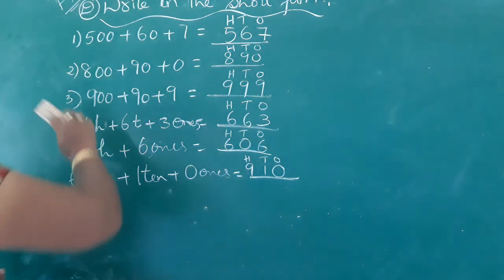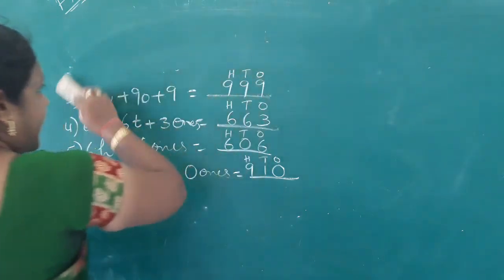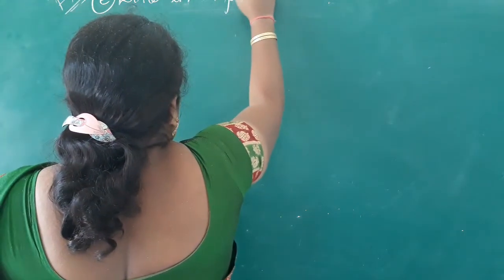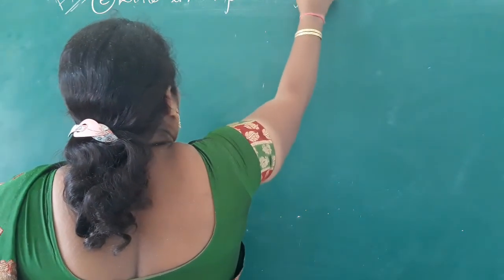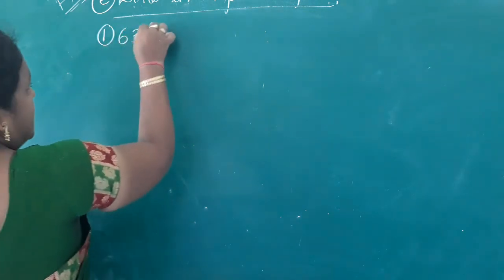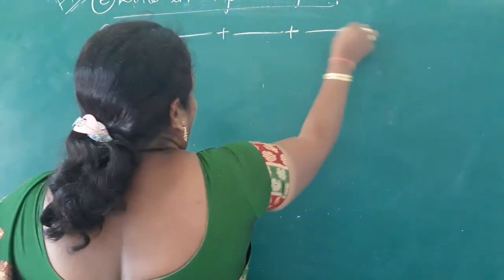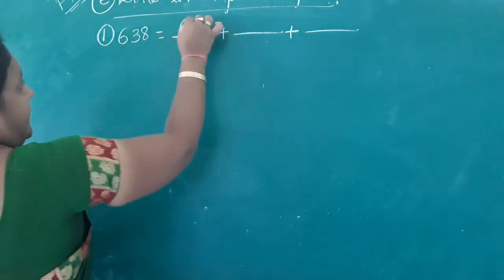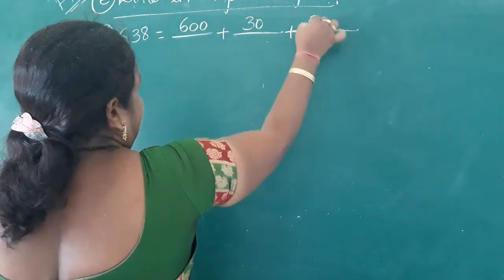Okay, children. Next one, write in the expanded notation. Writing expanded form or notation. They have given for us, first one, 638. How many hundreds, how many tens and how many ones are there? This is the question. 638: 6 hundreds, 3 tens, 30, and 8.